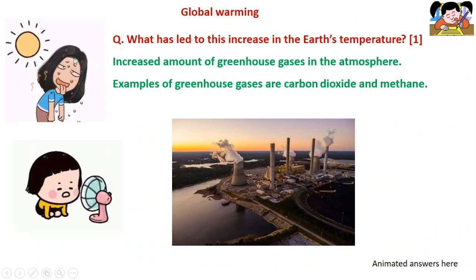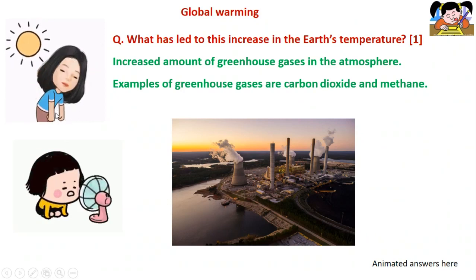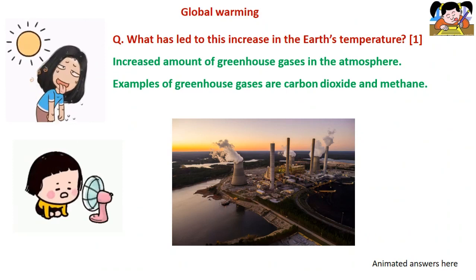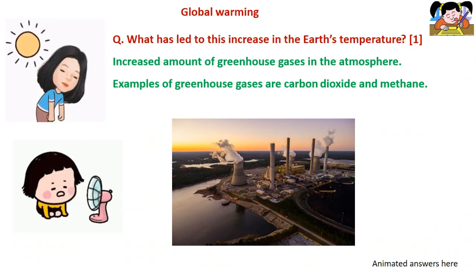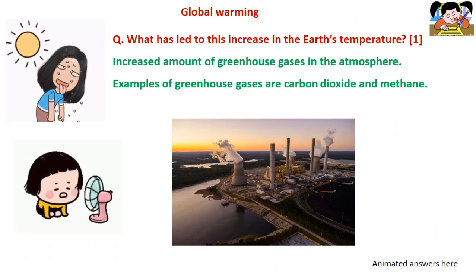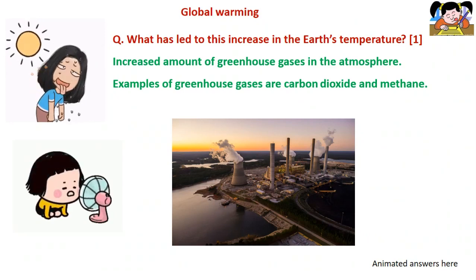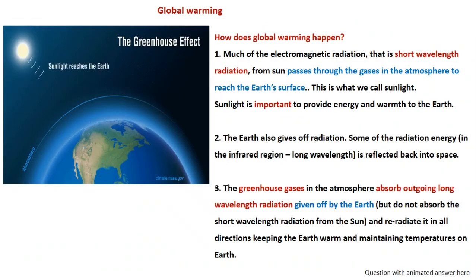On the left-hand side, I've put 2 animations to show that people do suffer from increased temperature, especially when it's very hot in summer. People complain that their room has become very hot and they can't sleep very well. It's all due to temperature increasing. In the second one, you can see the little girl trying to cool herself down using a fan. It's just to tell you that the temperature has increased.